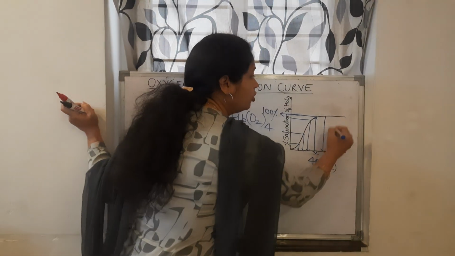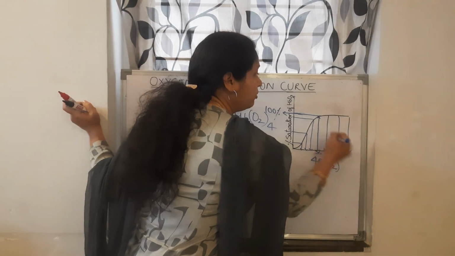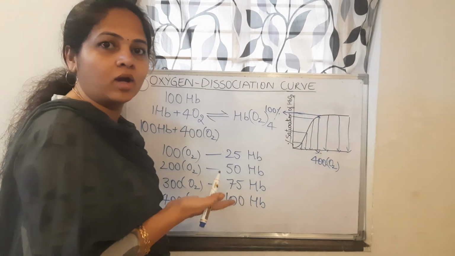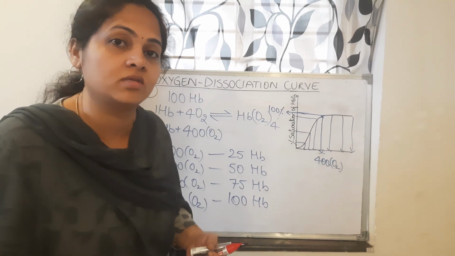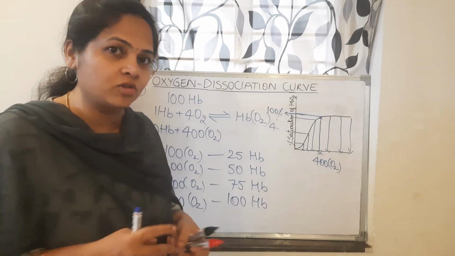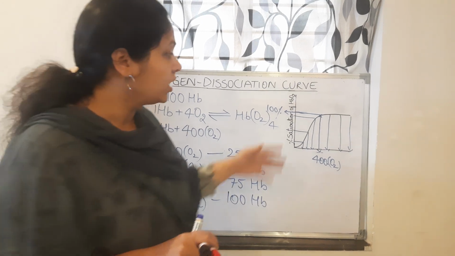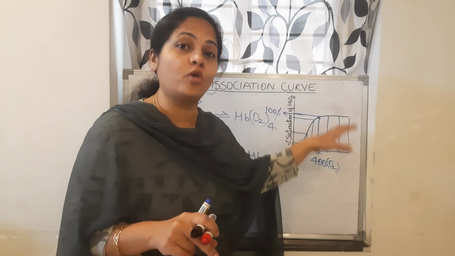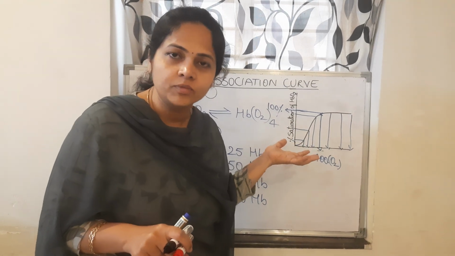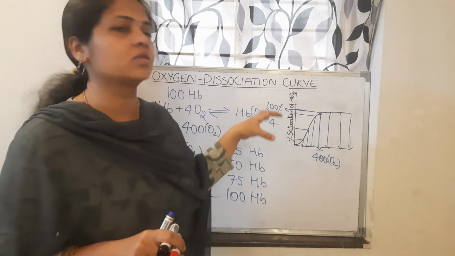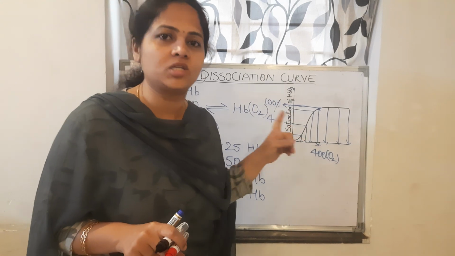Beyond which, even though you provide oxygen, your hemoglobins are not free to combine, because all the hemoglobin molecules are now engaged with oxygen, or else they are saturated with oxygen. So that's the reason why beyond 400, even though you provide oxygen, free hemoglobins are not available in the body. That's the reason why this oxygen dissociation curve is in sigmoid shape.